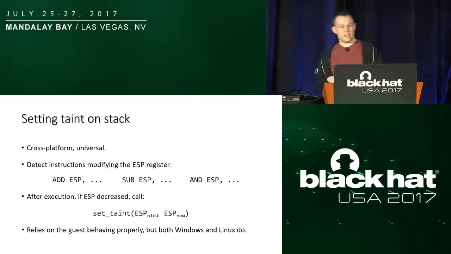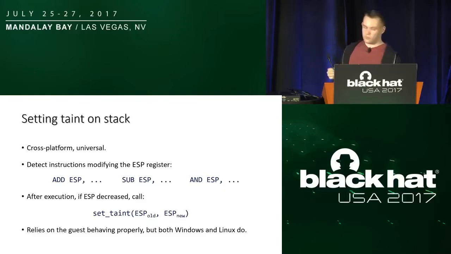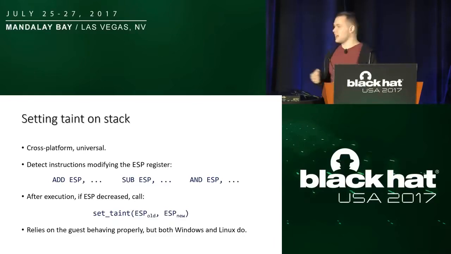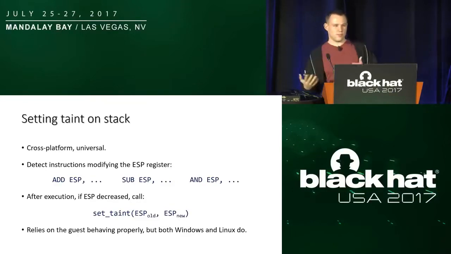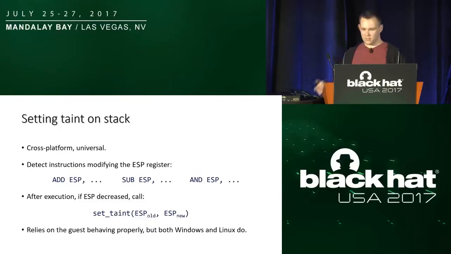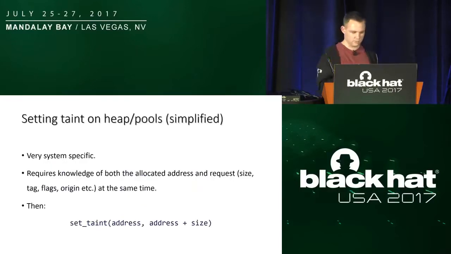So about setting taint on stack, this is actually very easy because all allocations performed on stack are performed using the same assembly pattern. So it's cross-platform. What I do in my instrumentation is I just detect these three instructions of adding, subtracting, and anding against the ESP register. And then after the execution of this instruction, if ESP decreased, then I just set the taint on the whole new memory region that was allocated this way. Of course, you can imagine cases where this would crash the operating system if it didn't perform properly, but fortunately both Windows and Linux do, so this behavior doesn't crash anything and it all works out.